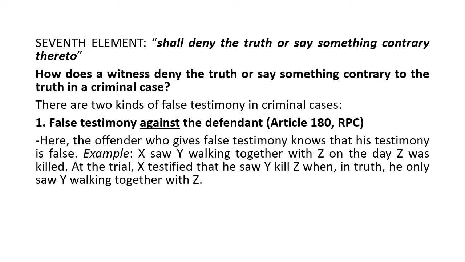Here, the offender who gives false testimony against the accused knows that his testimony is false. For example, X saw Y walking together with Z on the day Z was killed. However, at the trial, X testified that he saw Y kill Z, when in truth, he only saw Y walking together with Z.